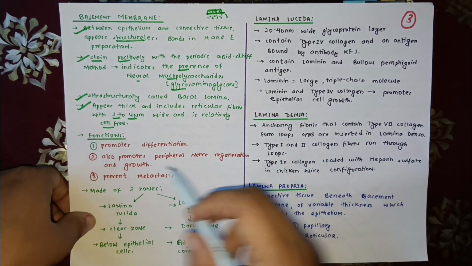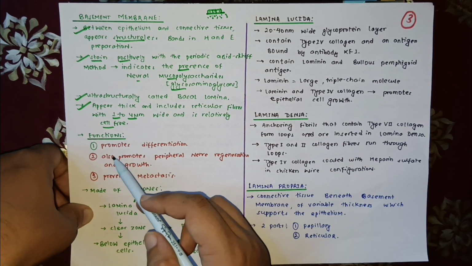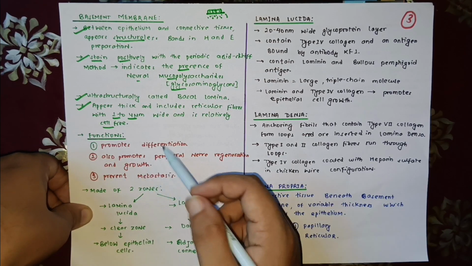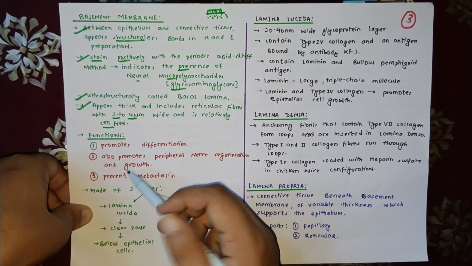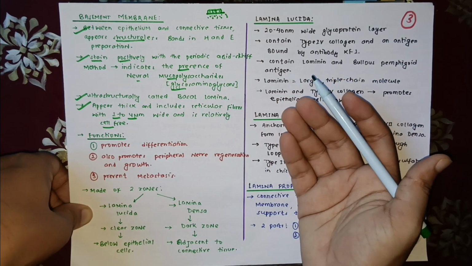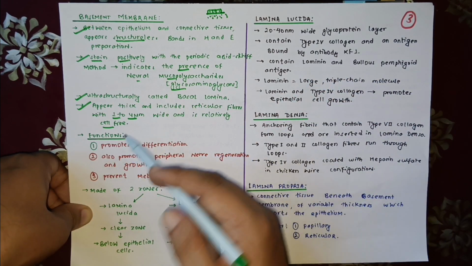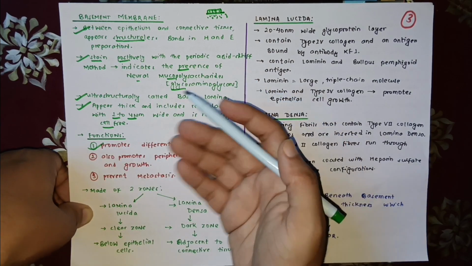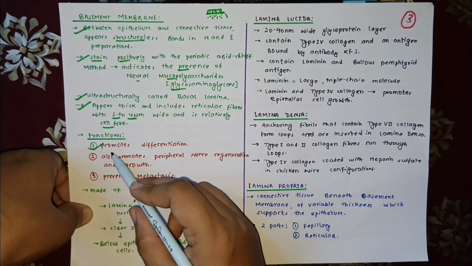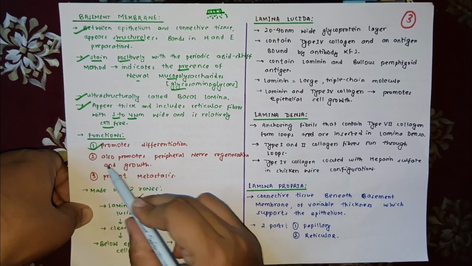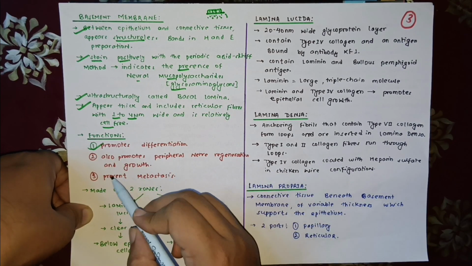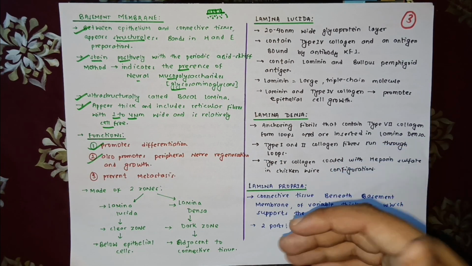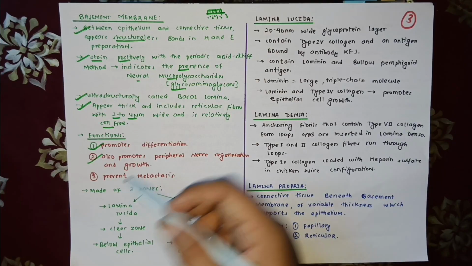After that, there are some functions of the basement membrane. I think you have studied these general functions in physiology or pathology, but we will discuss them a little here. It promotes differentiation and growth of the epithelial cells. It also promotes peripheral nerve regeneration and growth.